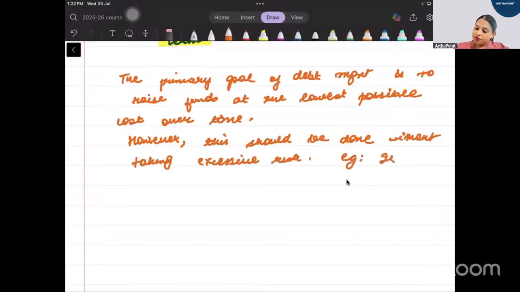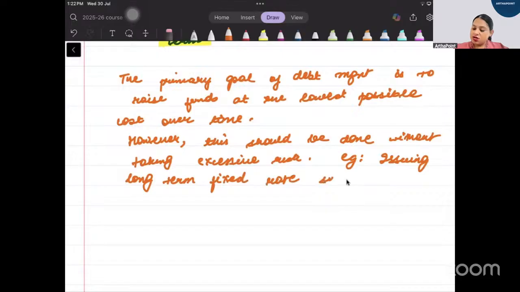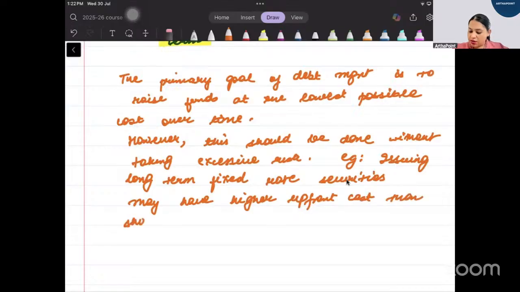Example, issuing long-term fixed rate securities may have higher upfront cost than short-term floating one, but reduce future risk.